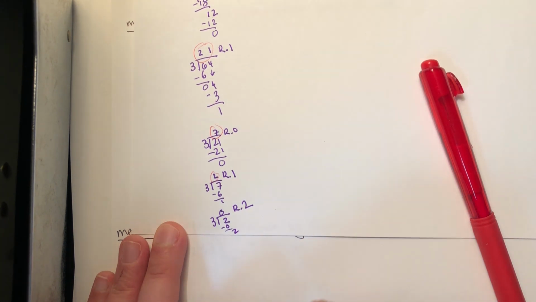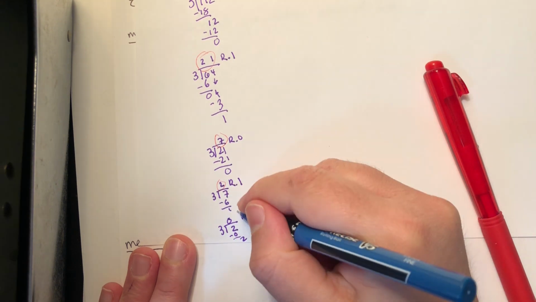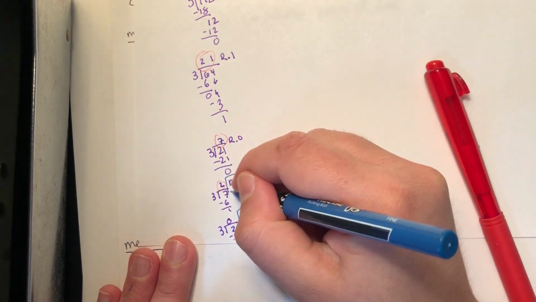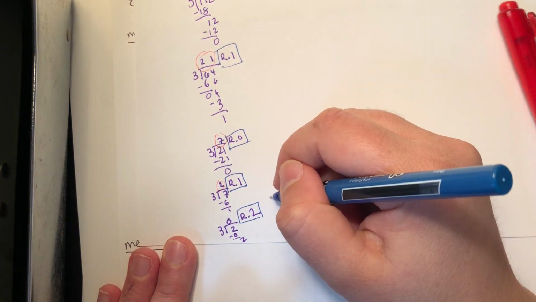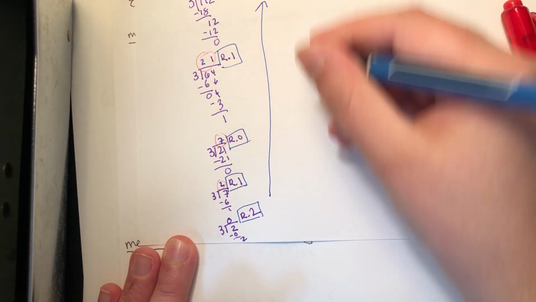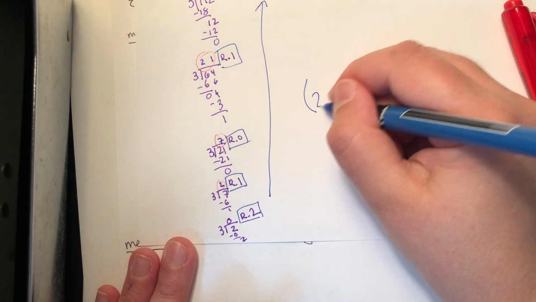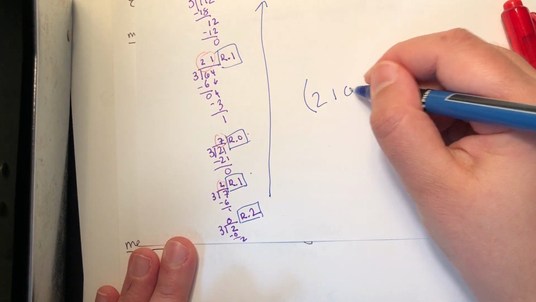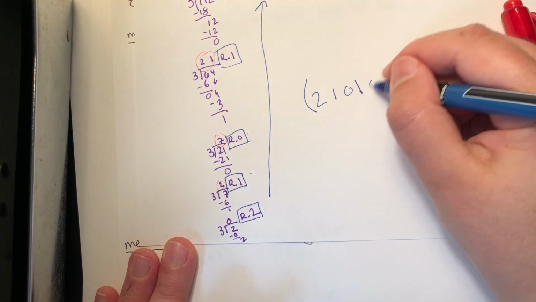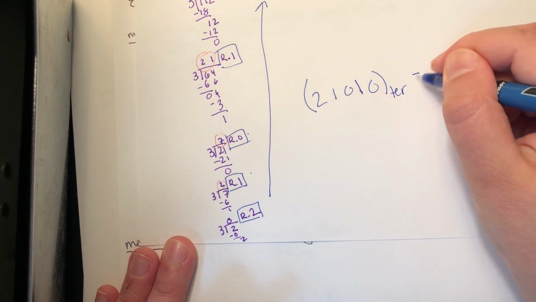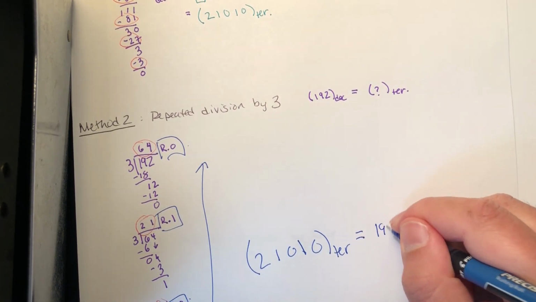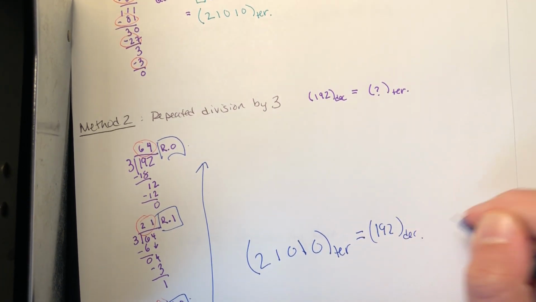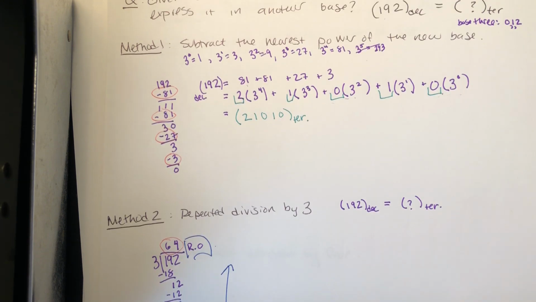So now, to turn this into a ternary string, I'm essentially just picking out the remainders and reading them backwards. Right, so if I read these backwards, I'll have 2, 1, 0, 1, 0. So 21010 in ternary is equal to that 192 in decimal. We got the same answer that we got up above. We just did it using 2 different methods.